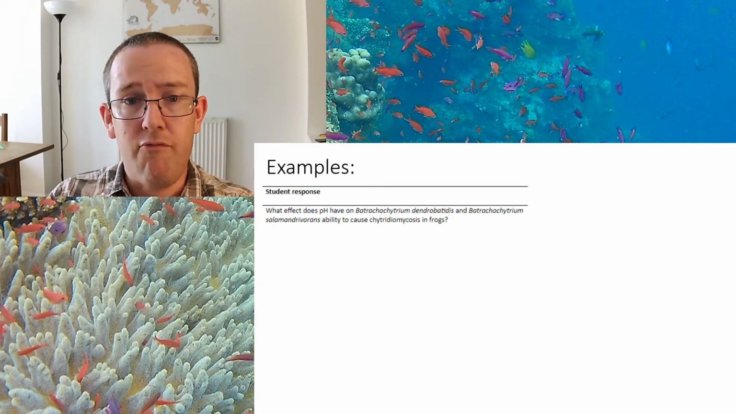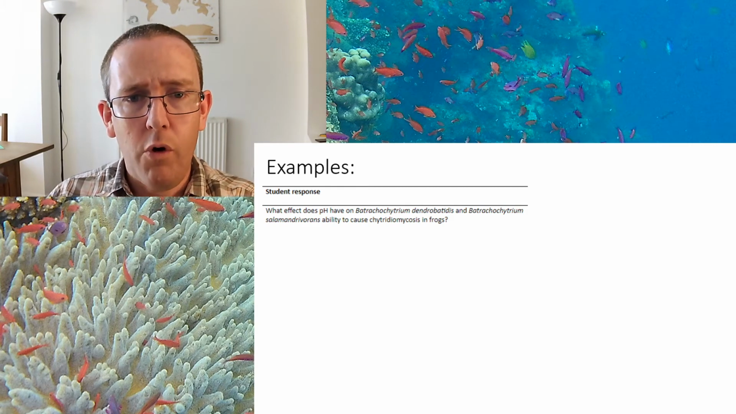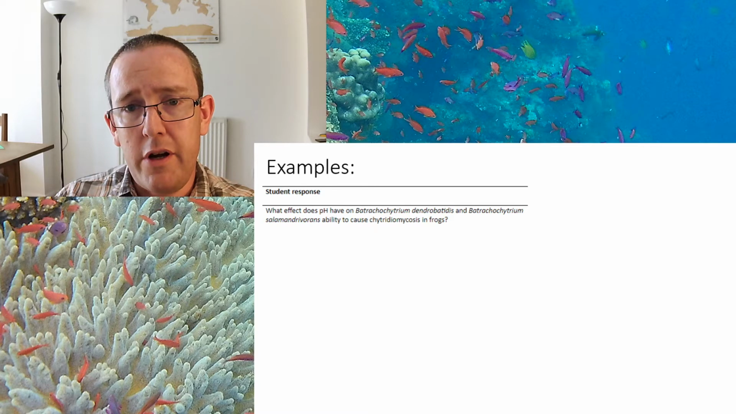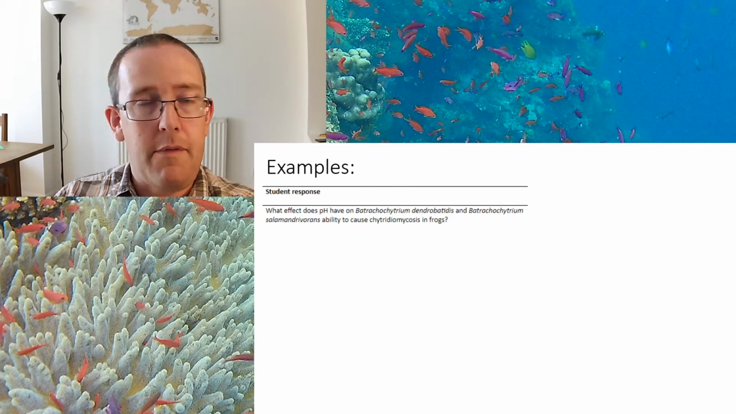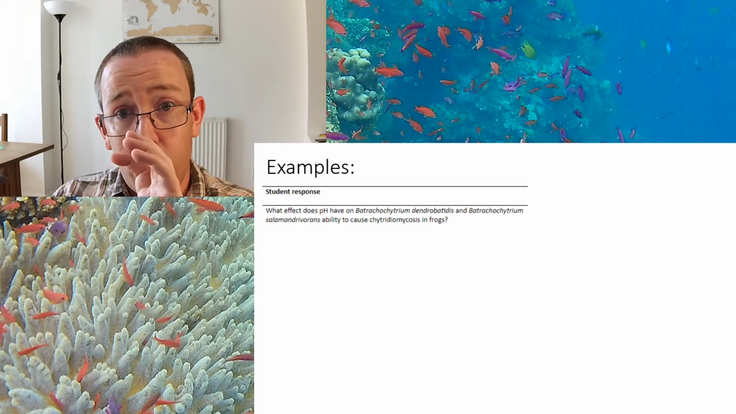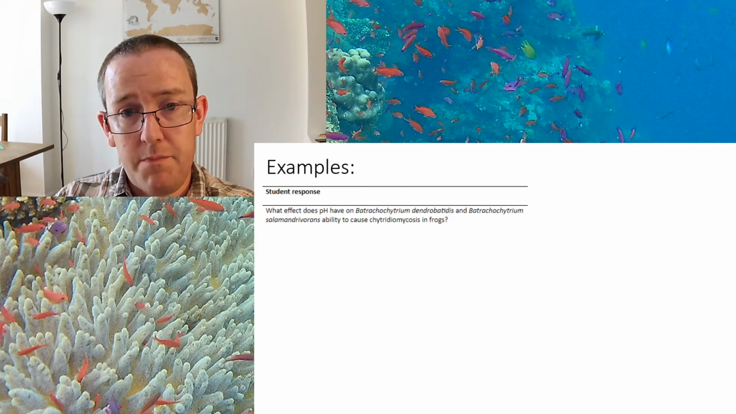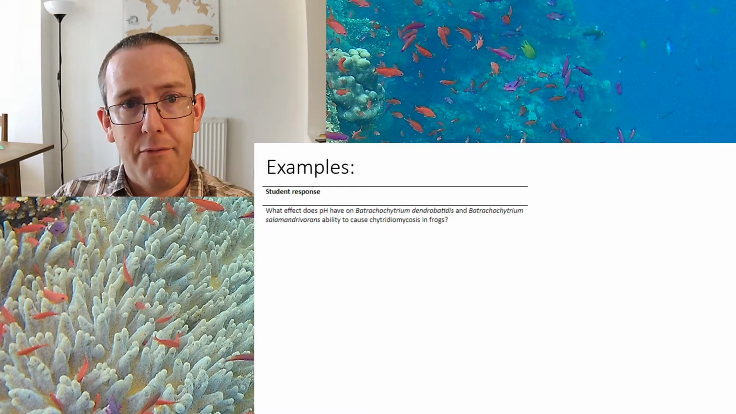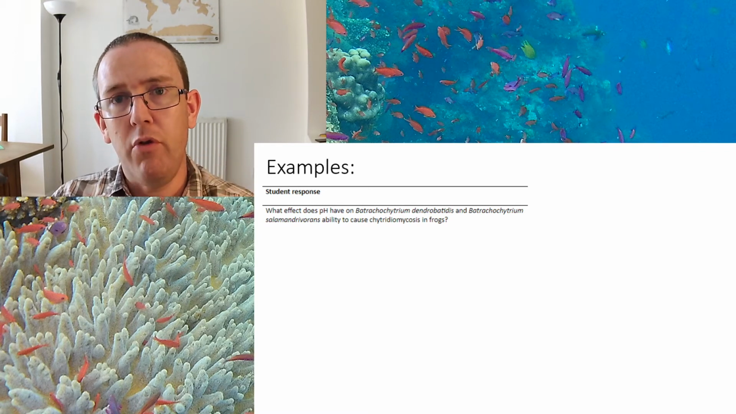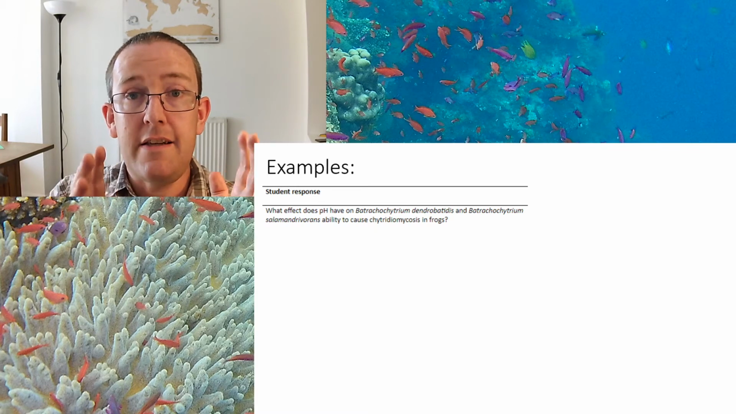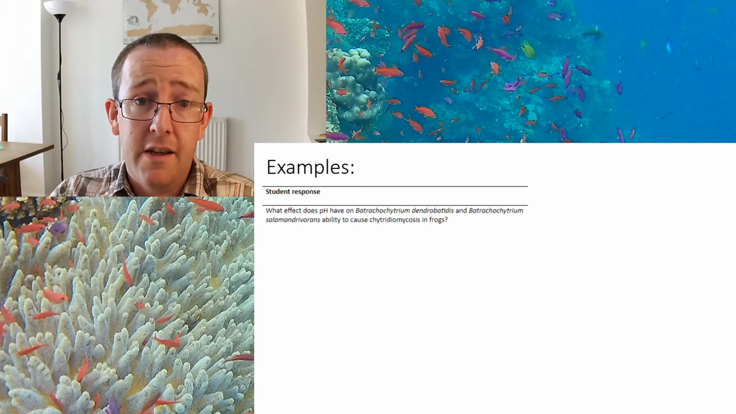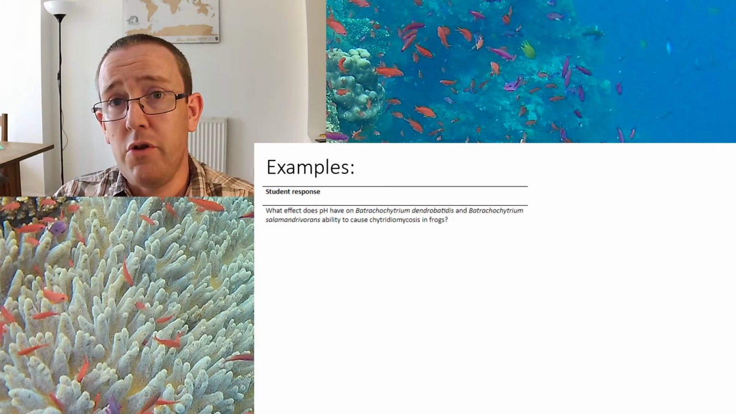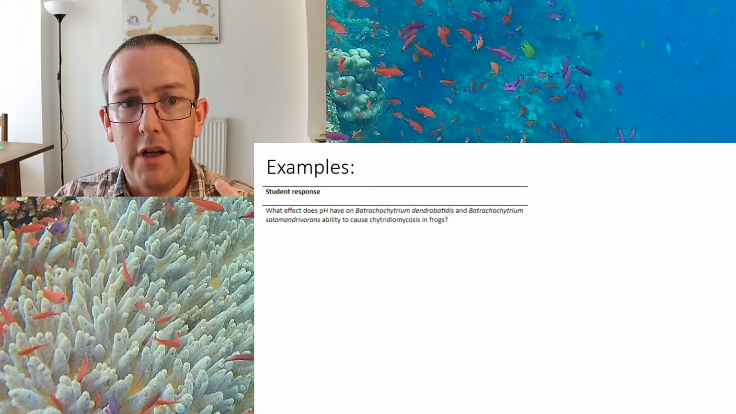So here's the first random student response I'm going to show you. What effect does pH have on Batrachochytrium dendrobatidis? I'm never any good at the Latin. The ability to cause chytridiomycosis in frogs. So what I like about that is it's got specific diseases in there, specific names. What effect does pH have? So that's a specific, measurable, independent variable. I can instantly see from that what measurement this person is going to take. They're going to measure the pH of something, and it's going to be on the pH scale from 1 to 14. Okay? Measurable, specific, nice.